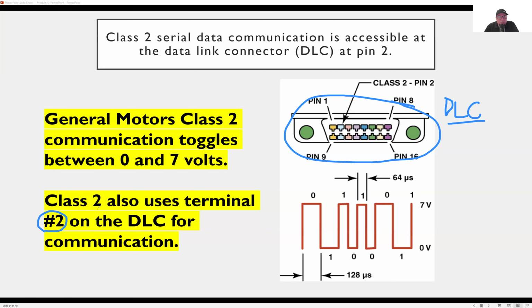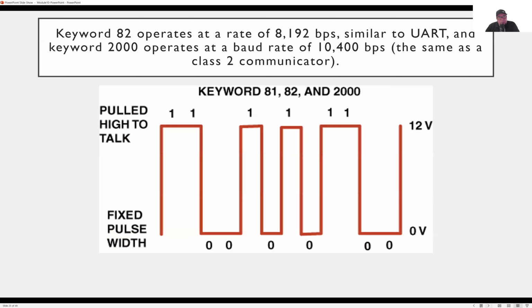So General Motors decided to use pin number 2 for their communication network, which is class 2. This is an early system. You won't find it on modern GM vehicles, but some of the early ones you would find it on, say like in the early 2000s or even before that. And they would use 0 to 7 volts. Okay. Then this is again some of the early networking systems. And again, here's another one that used 12 volts.